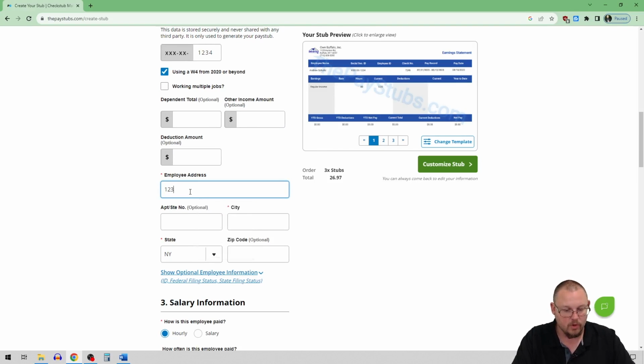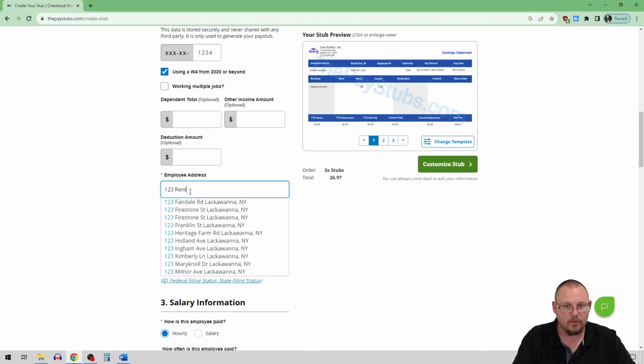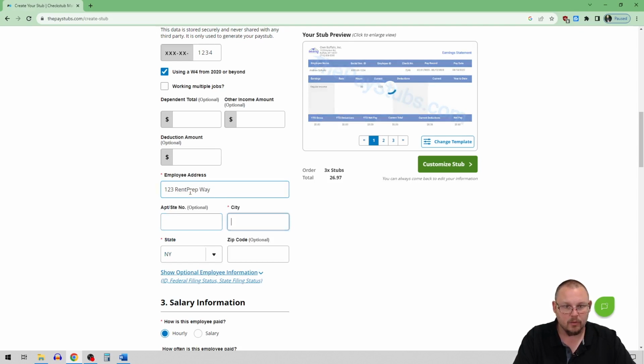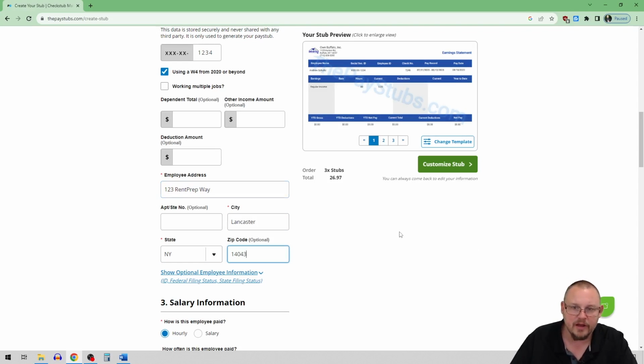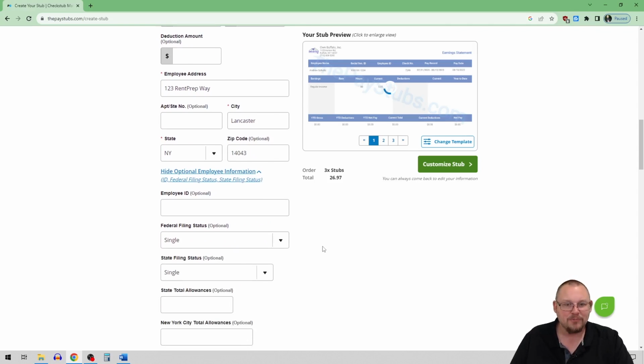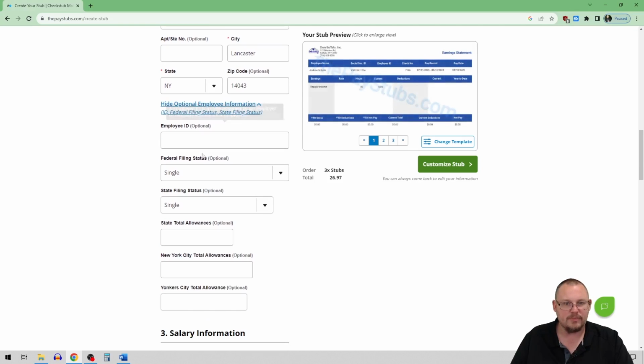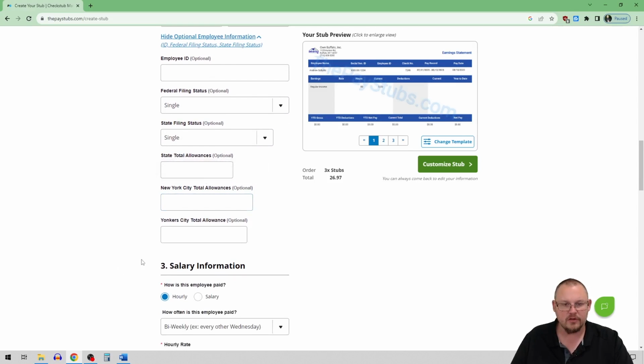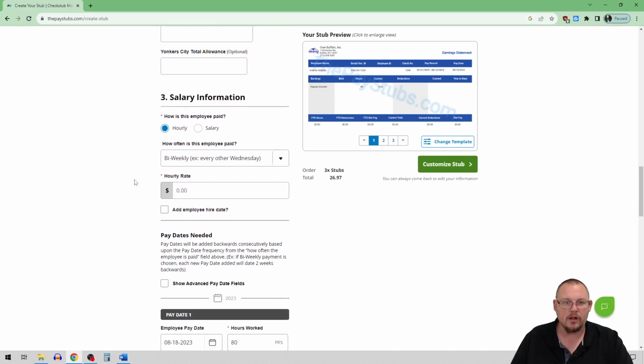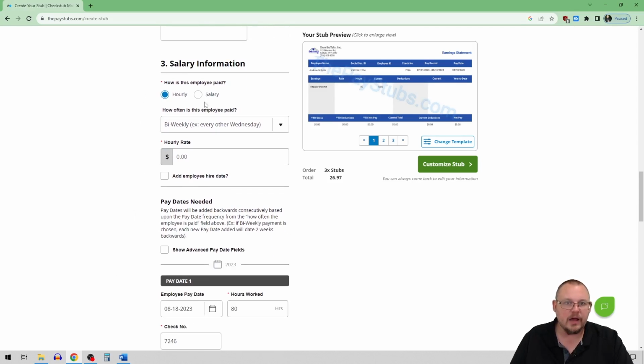We're going to say 123 Rent Prep Way. We're going to say that that's in Lancaster, New York, 14043, I think is the zip code of Lancaster. Not that it really matters for this particular exercise. You can also add in additional information about the employees, such as filing statuses, state tax allowances. If they're in New York City, there are some allowances for down there as well. And then let's get into the salary information here.